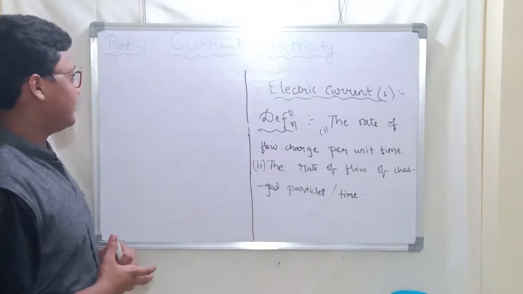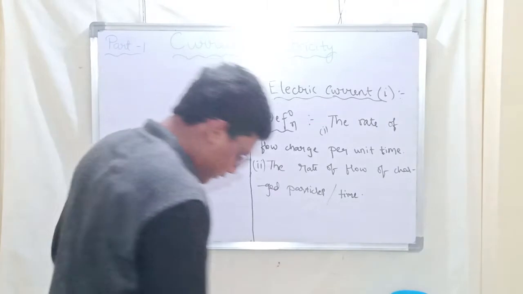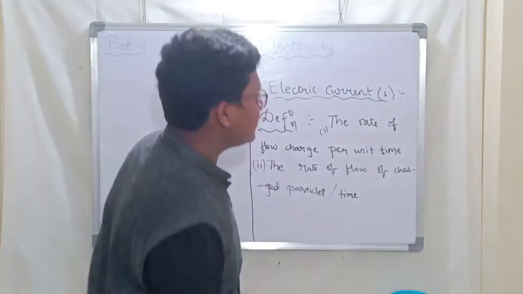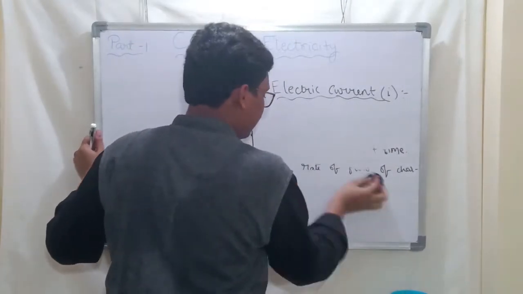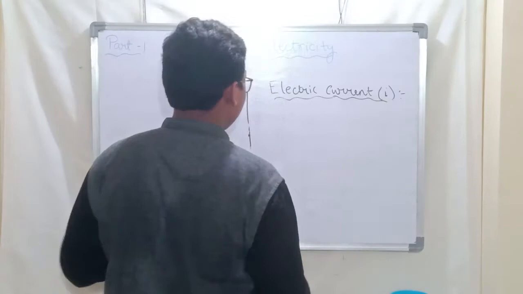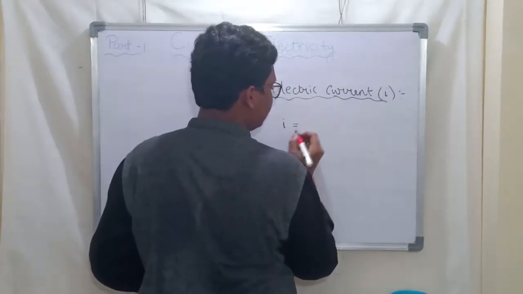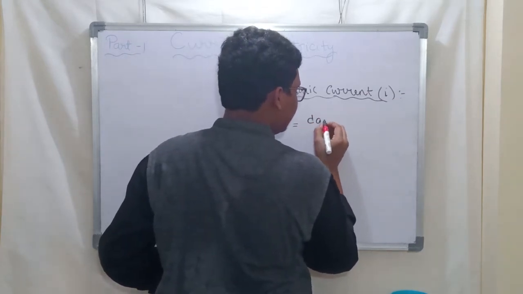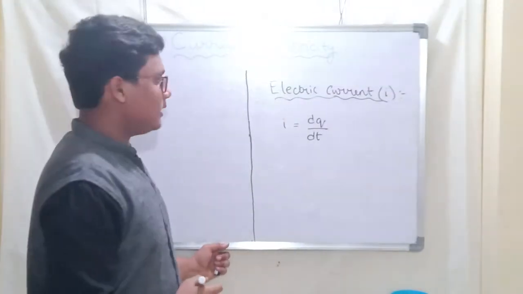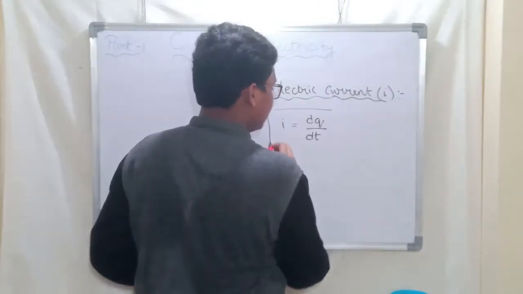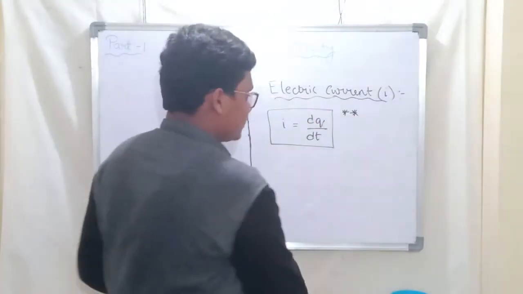Now, when the net flow of charge is not steady, then the expression or formula will be I is equal to dq by dt. It's an important formula. I is equal to dq by dt.